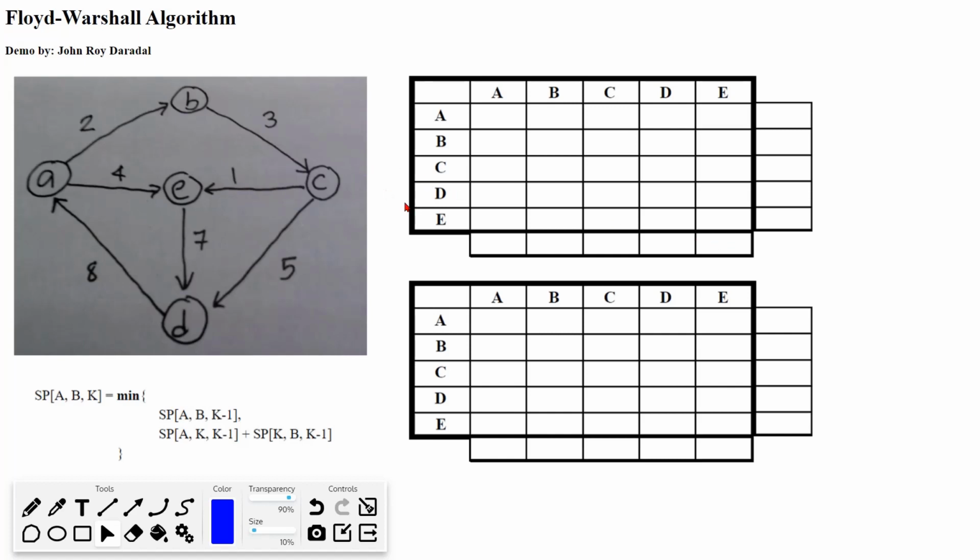Okay, so this is our demo for the Floyd-Warshall algorithm. So let's say that this is our graph. Okay, so we're supposed to find the shortest path for all the pairs of vertices. And then this is our sub-problem.